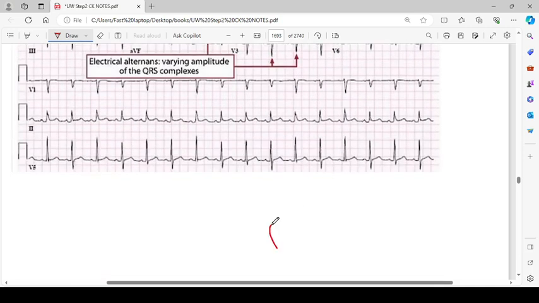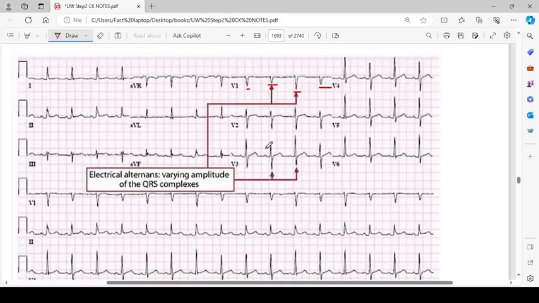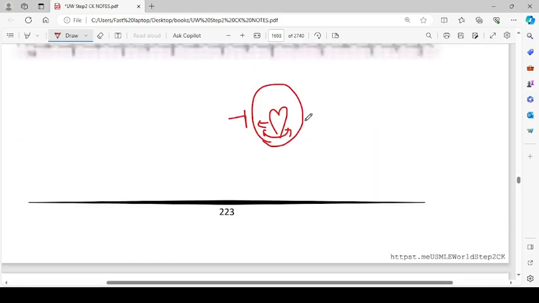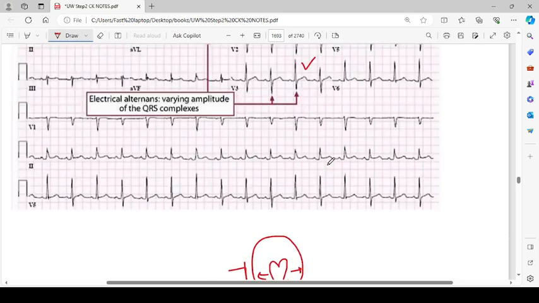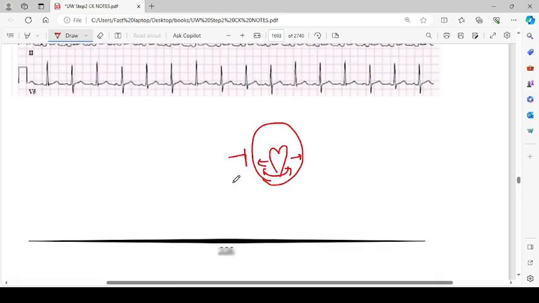It is happening because, suppose this is the heart, and here we have a pericardial cavity which is filled with some fluid. So the heart is literally swinging back and forth in this fluid cavity, and here we have our probe attached. When the heart comes close, the QRS is amplified, and when the heart is moving backwards, the QRS recording is diminished. So it is because of this swinging activity of the heart that we get electrical alternans, which is the varying amplitude of the QRS complexes.